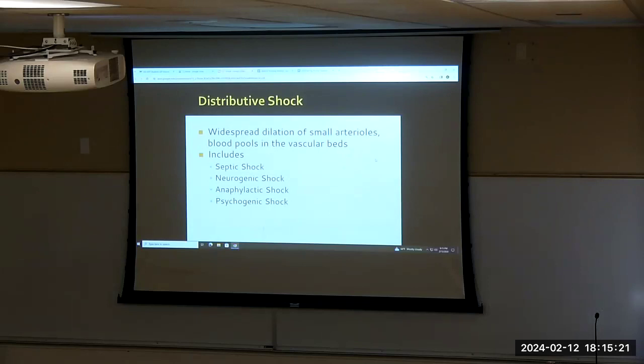Then you've got distributive shock. This is when your vessels fail and they dilate. So you've got plenty of blood, your heart's beating fine, but now your vessels are too big. That could be from septic shock, which is from infections, neurogenic shock, which is a spinal cord injury, anaphylactic shock, which is a severe allergic reaction, and psychogenic shock, which is when you freak out when you see something you really don't like. Any questions about types of distributive shock, which is from widespread vessel dilation?